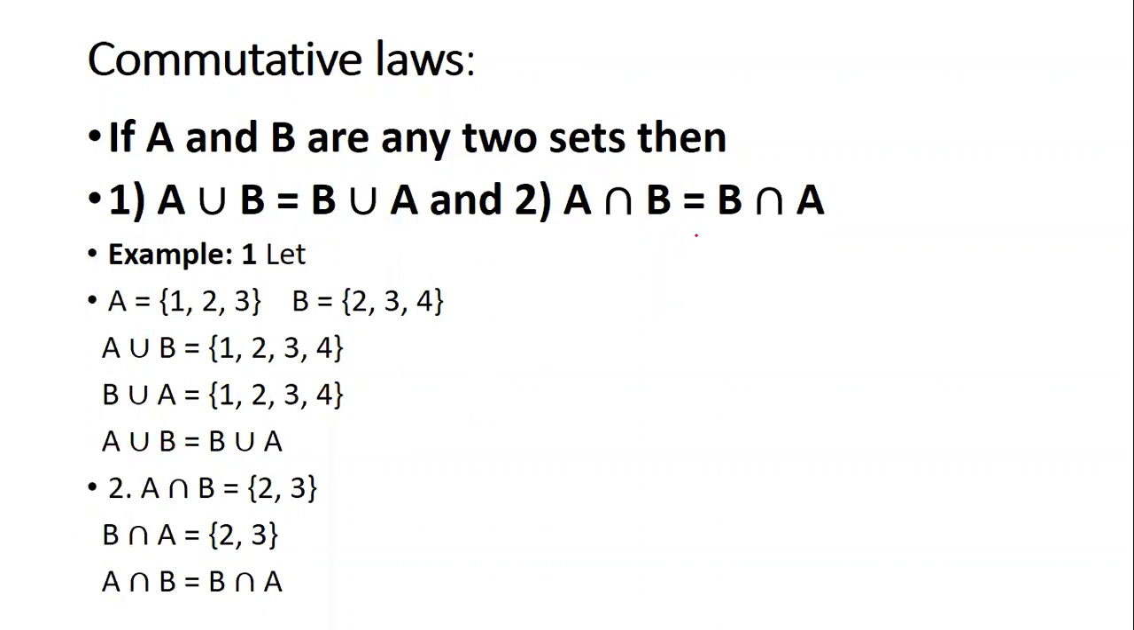Please be active. You will be answering most of the questions here because we have already learned union and intersection of sets. In that case, set A is 1, 2, 3 and set B is 2, 3, 4. So set A is 1, 2, 3, set B is 2, 3, 4. Now, please tell me, what is A union B?